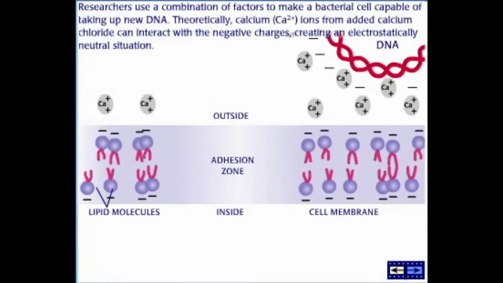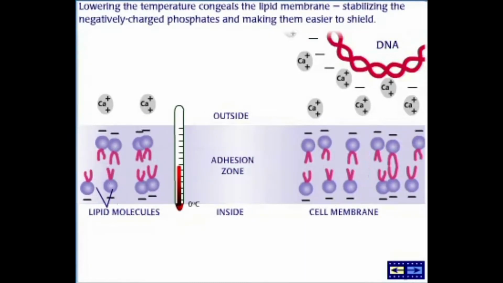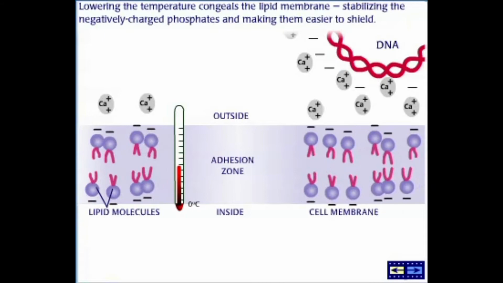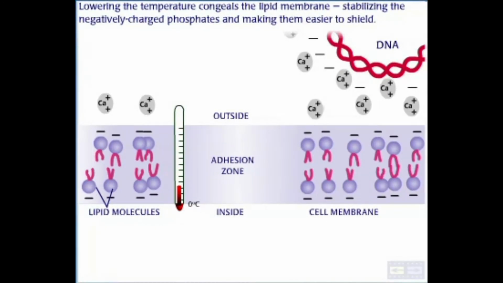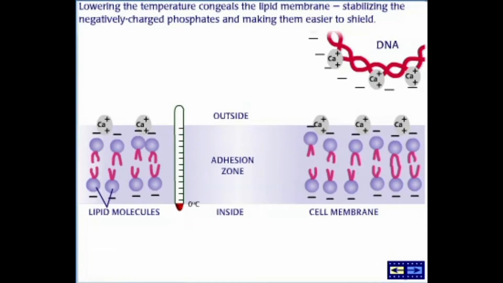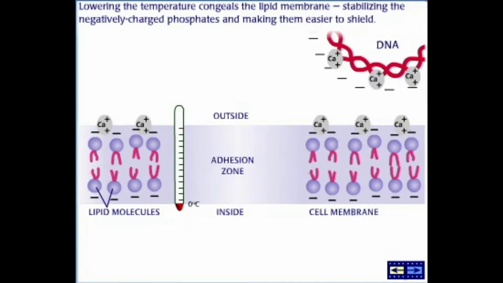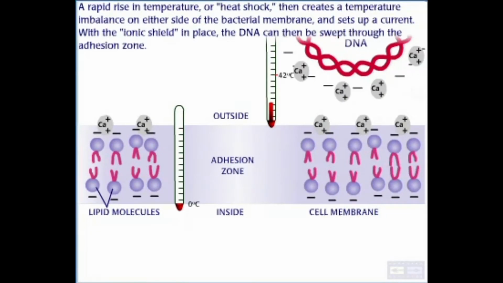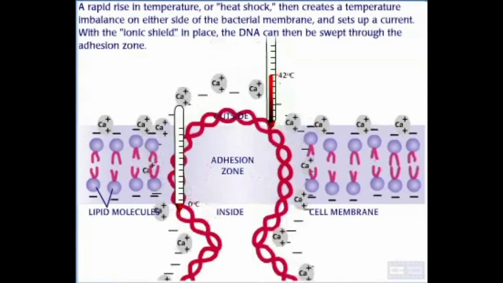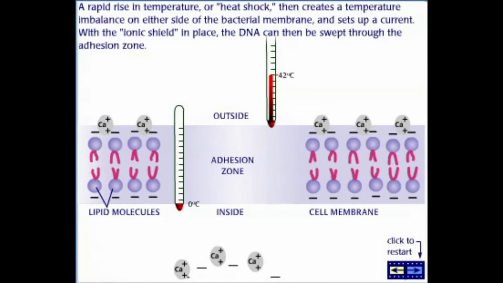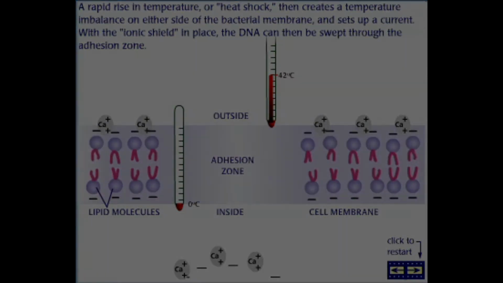Now that the charges have been neutralized, we do that by first cooling down the whole experiment on ice in order to slow all the molecules down, and it stabilizes the membrane and makes it easier to shield it. And then we do this very quick heat shock, and that heat shock allows the cells to uptake the DNA much more easily than they normally would.